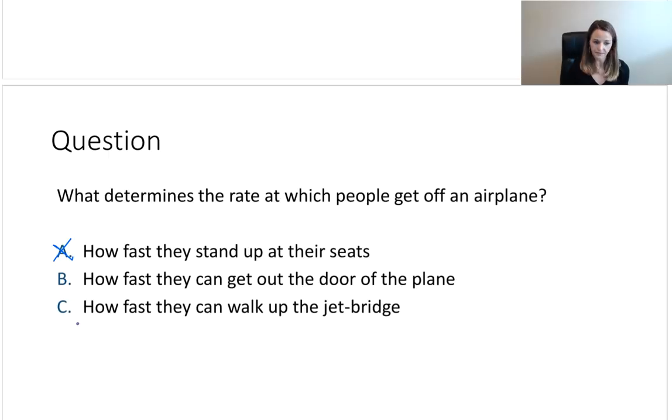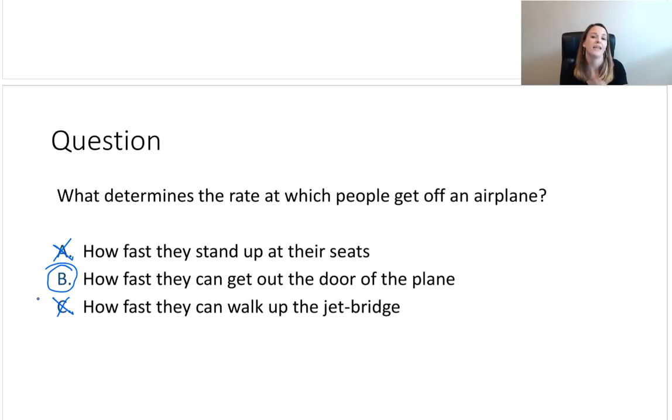Let's look at C, how fast they can walk up the jet bridge. If everybody's walking up the jet bridge by themselves at a normal rate, it's not going to change the rate of people getting off the airplane if you start running down the jet bridge. So the faster you go on the jet bridge is not going to affect the overall rate, so it can't be C. Therefore, it has to be B. And the reason being is there's only one door, and all 200 some people have to get out one door. That is absolutely the rate determining step.